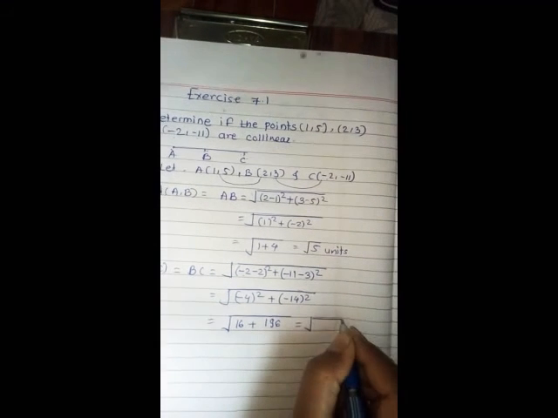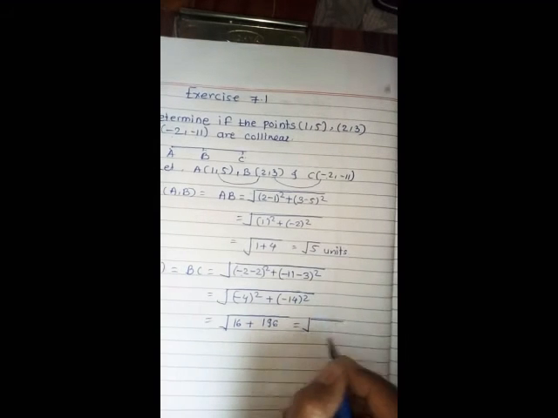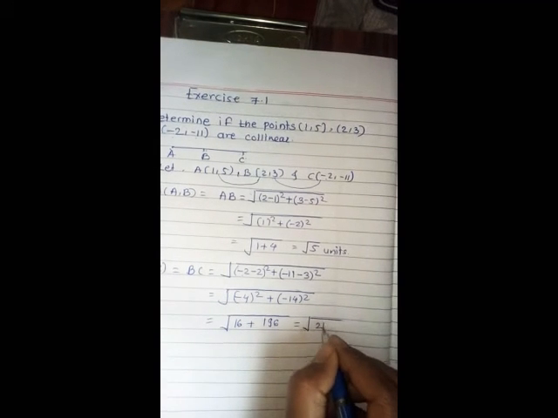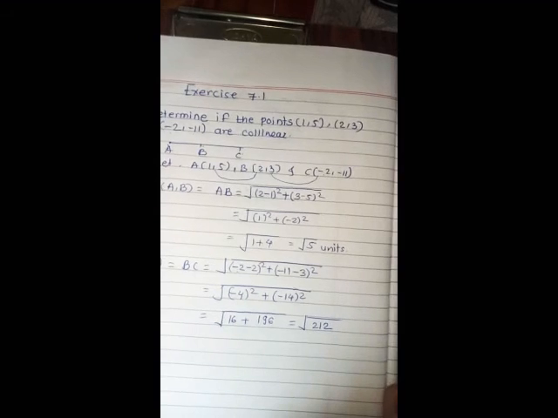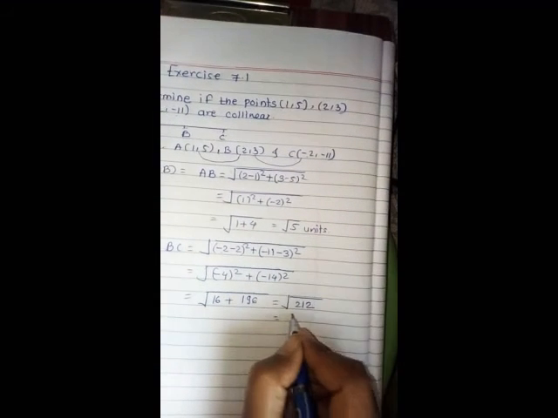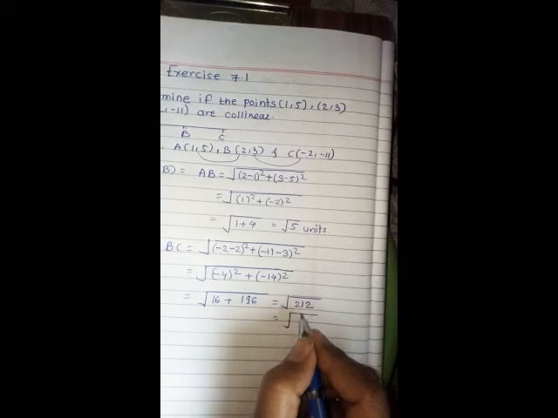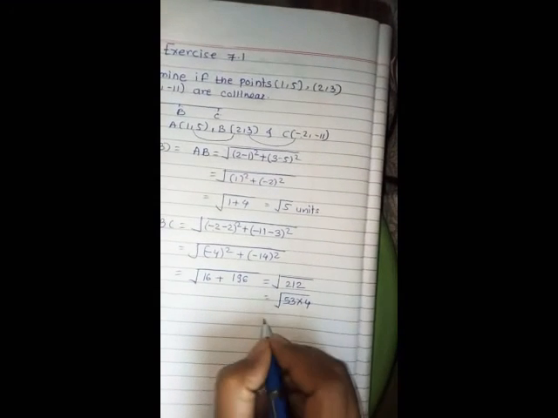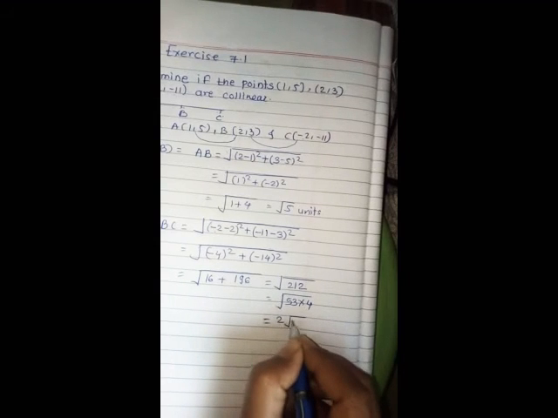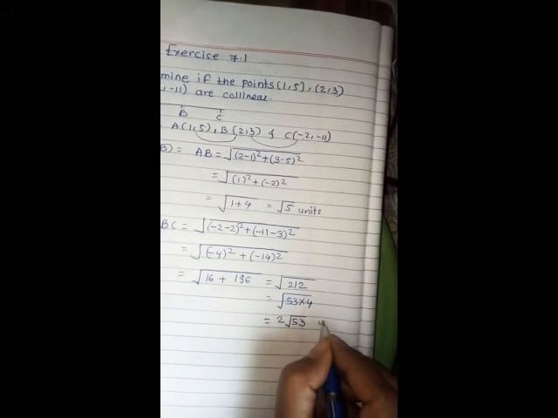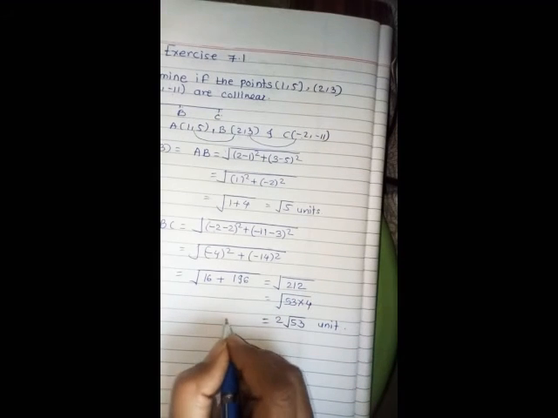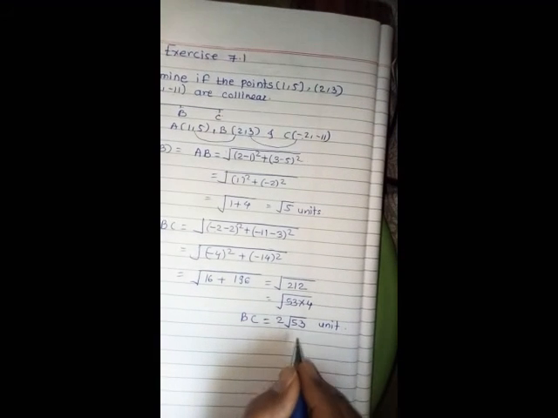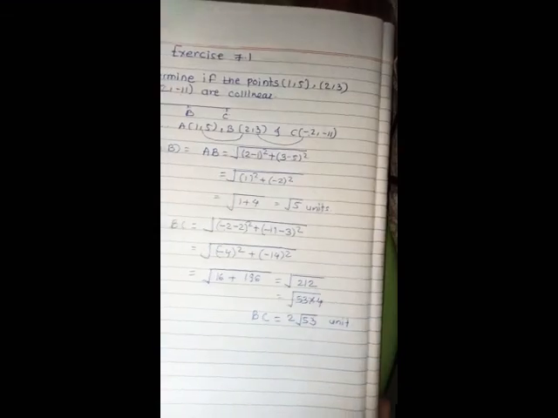This is equal to the square root of the sum of these two numbers, which is 212. So we factorize this number, and we get 53 into 4. We write root 4 as 2, so we get 2 root 53 units. So BC is equal to 2 root 53 units.